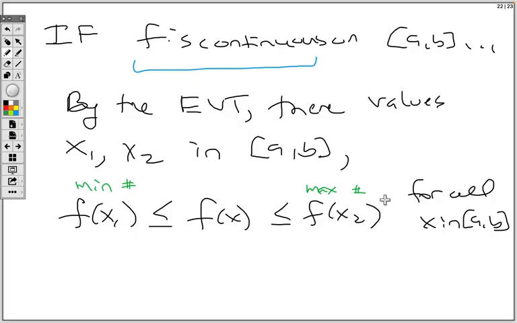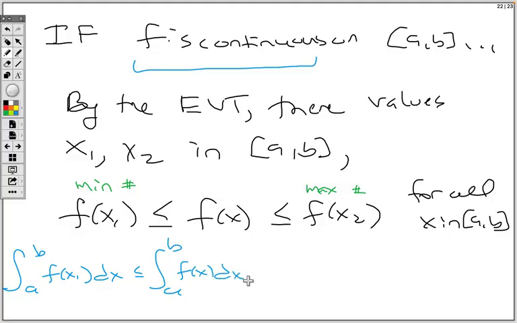Okay, so now what I'm going to do is integrate each piece of this inequality. And because of preservation of order, I know that the integral from a to b of f of x1 dx will be less than or equal to the integral from a to b of f of x dx, which will be less than or equal to the integral from a to b of f of x2 dx. It's preservation of order.